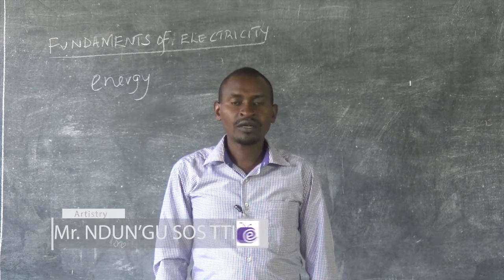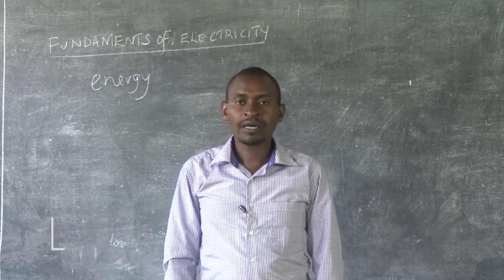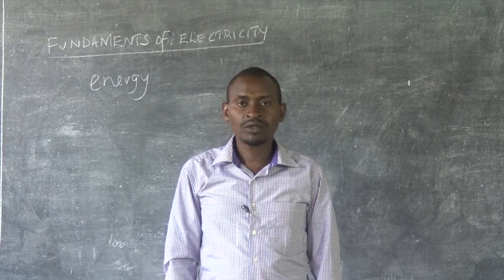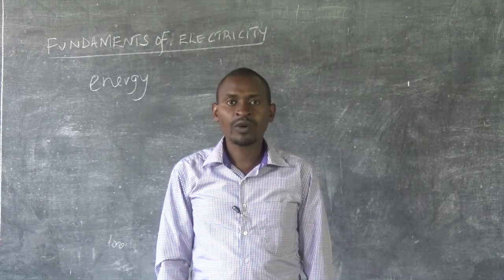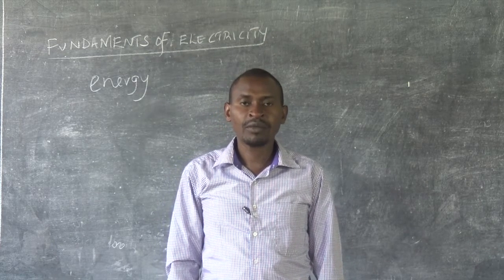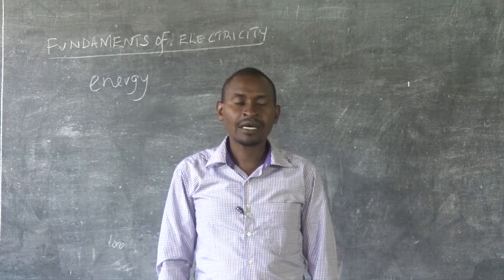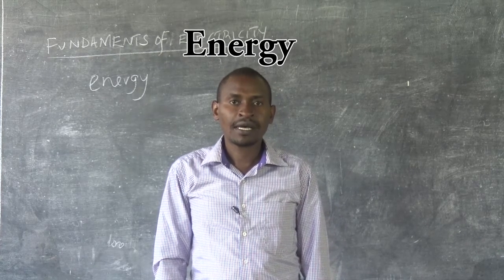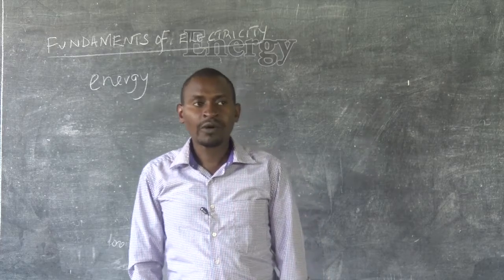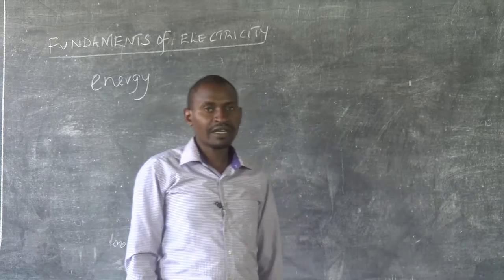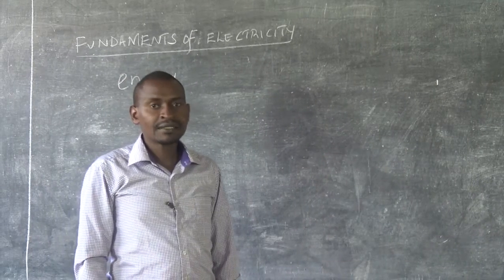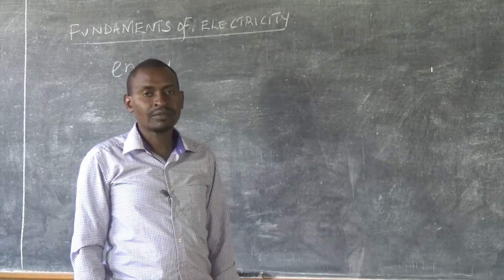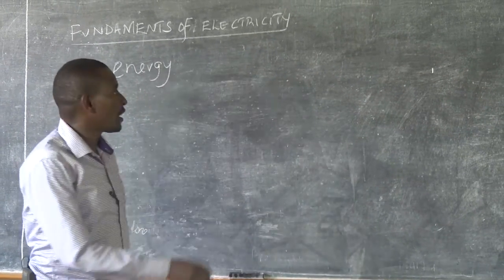We are continuing on our series on fundamentals of electricity, and for today we are going to see how we measure energy possessed by the flowing electrons. From our last topic, we discovered that the way we transform electricity to other forms of energy, we refer to that as power.